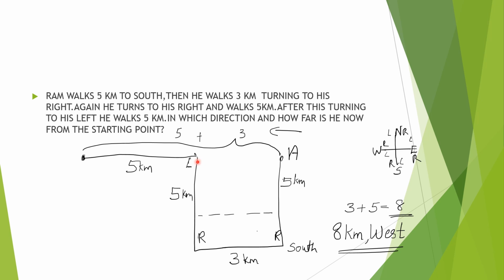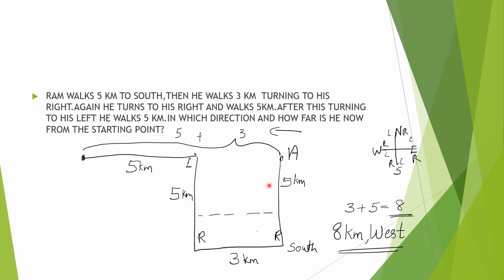He walks 5 kilometers. After this, turning to his left. This is the left side. Okay, he walks 5 kilometers. In which direction and how far is he now from the starting point? This is the starting point and how much is his distance from this point to this point.